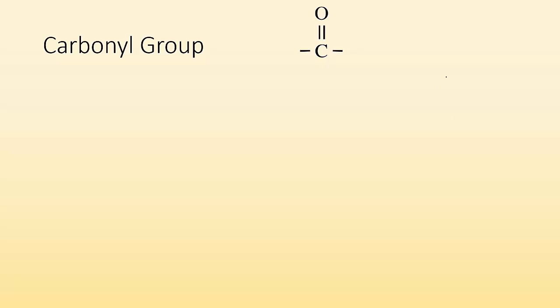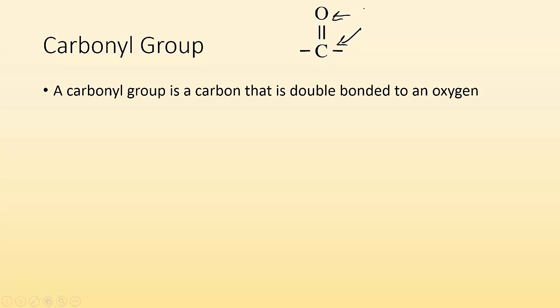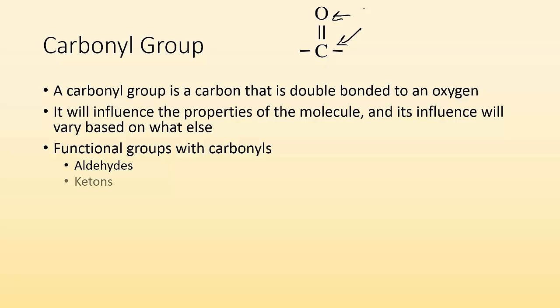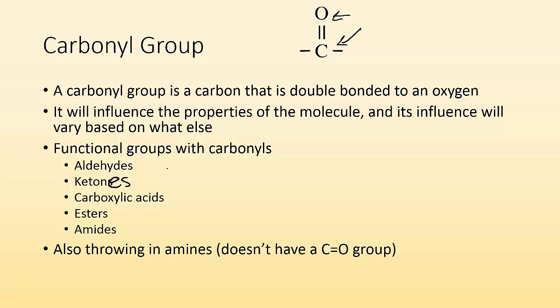So, carbonyl groups: you've got to remember that carbonyls are basically carbon with a double bonded O attached to it. So that's our carbonyl group. It will influence the properties of the molecule, and its influence will vary based on what else is there. So it's basically going to be functional groups that have carbonyls in them, which are multiple kinds. We have aldehydes, ketones, carboxylic acids, esters, amides, and I'm also throwing in amines, which doesn't actually have a carbonyl group, but I didn't want to leave it out.